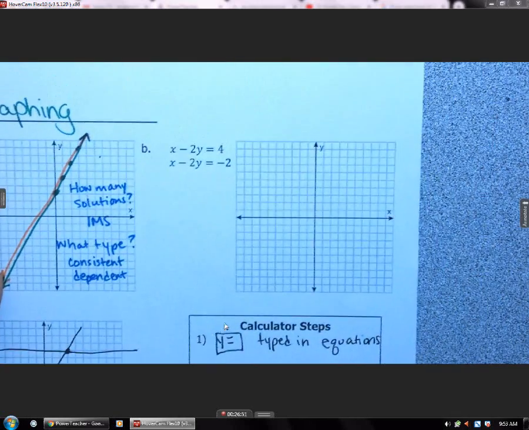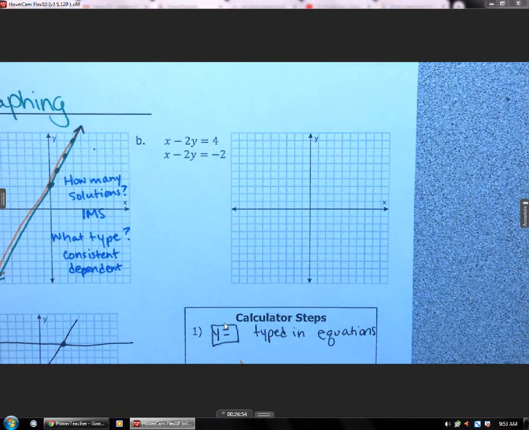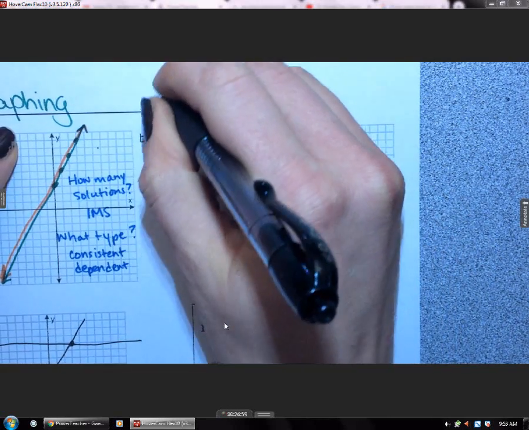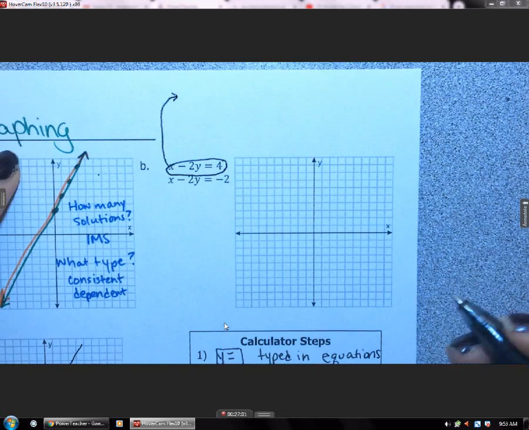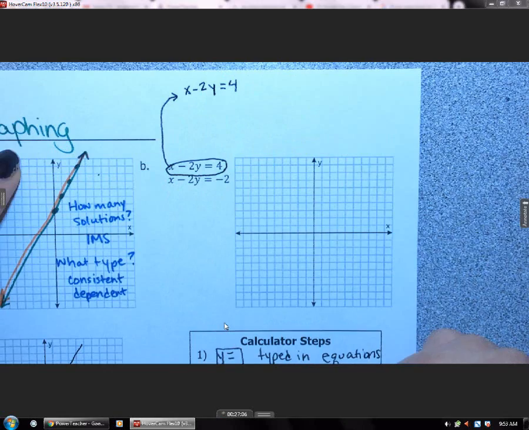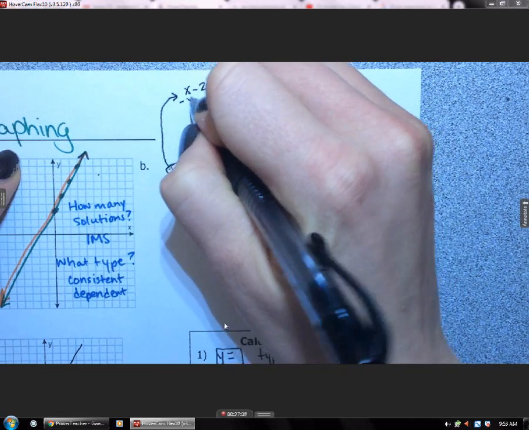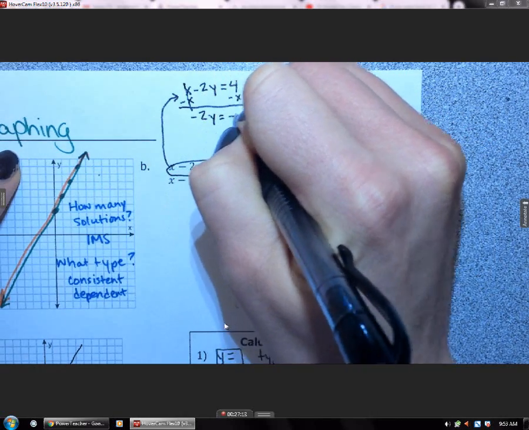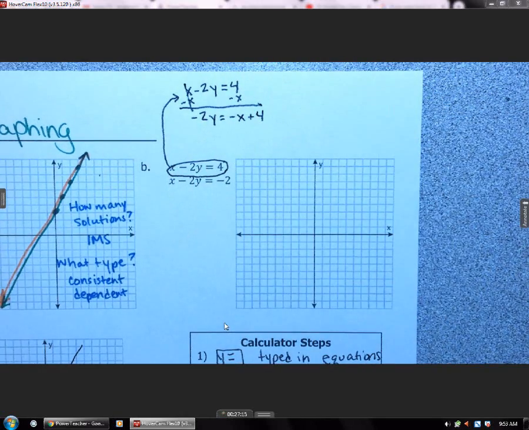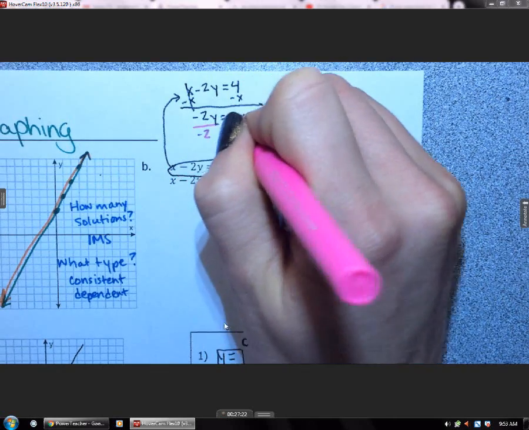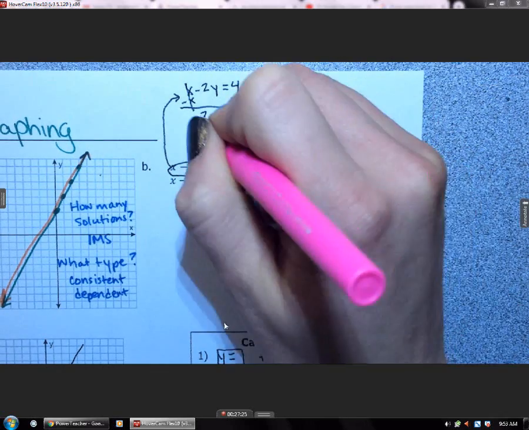Okay, let's do example B. Sorry to jump around on you. Let's solve this one for y. I'm going to do it up above. X minus 2y equals 4. How do you get y by itself? Minus x. Then divide everybody by negative 2.